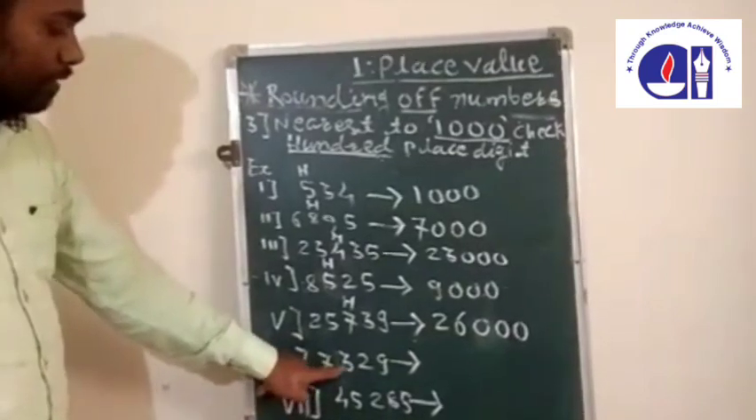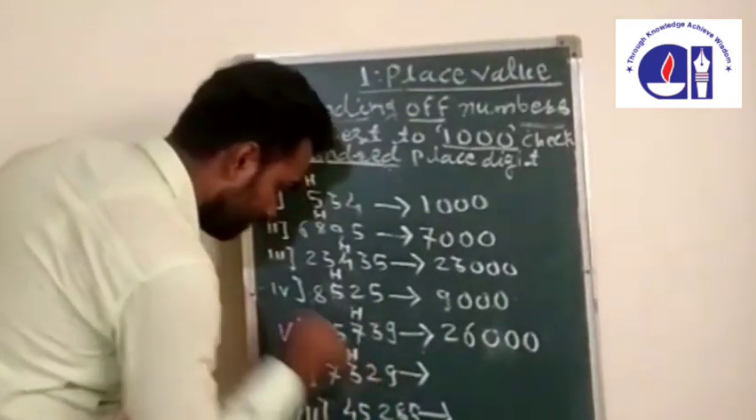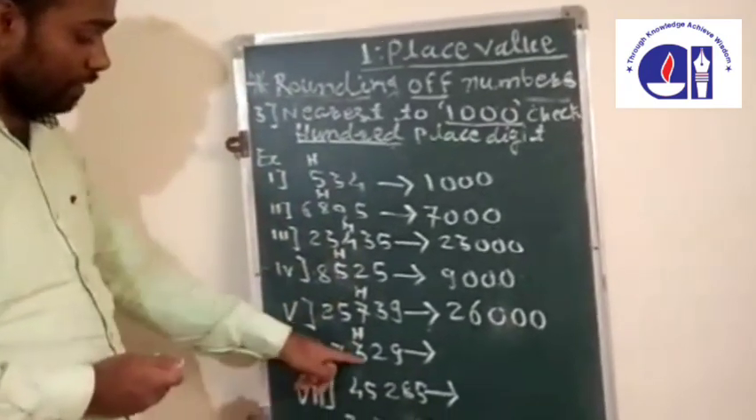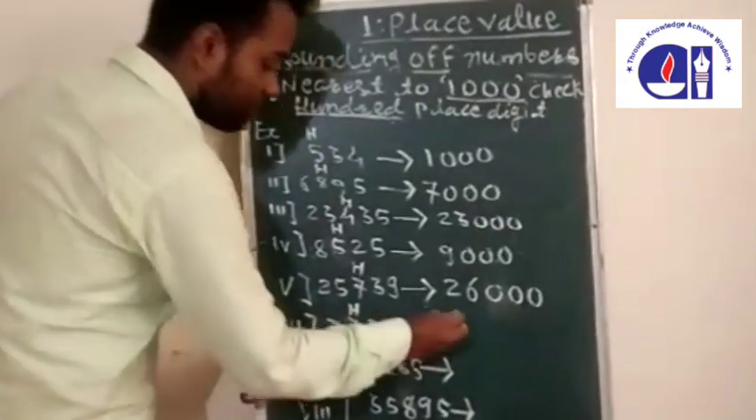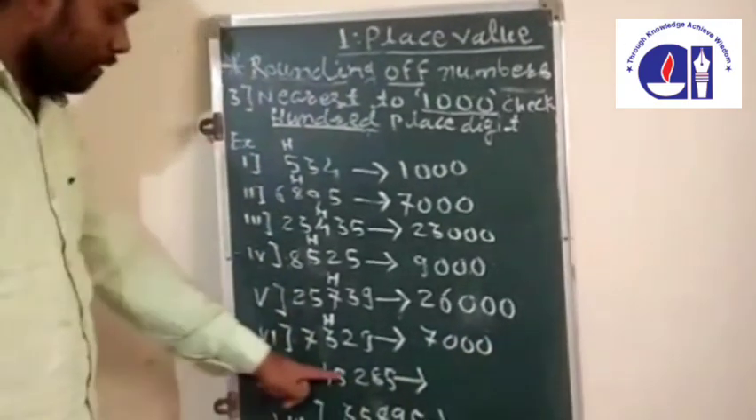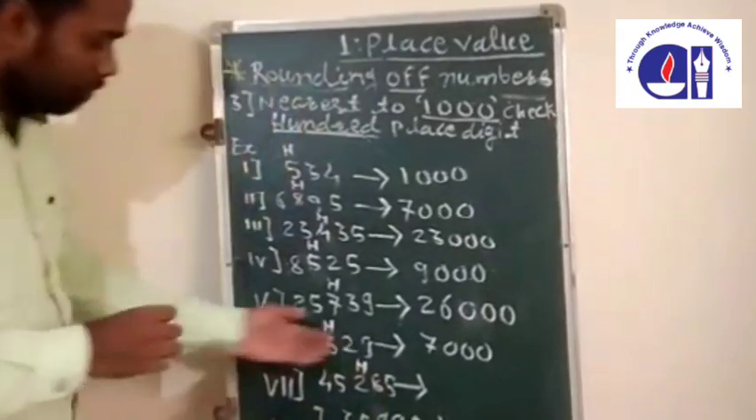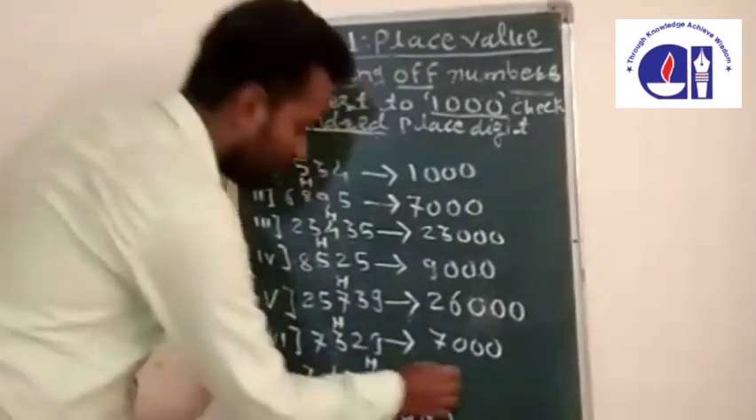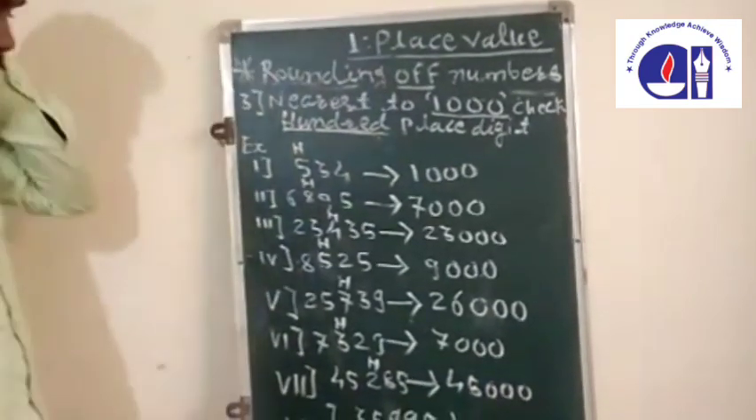Next, 7,329. The 100 place digit is 3. So we round to the back 1000, and the given 1000 is 7,000. So 7,329 is nearest to 7,000. Next, 45,285. The 100 place digit is 2. So we round to the back 1000, and the thousands digit is 5 only. So 45,000.